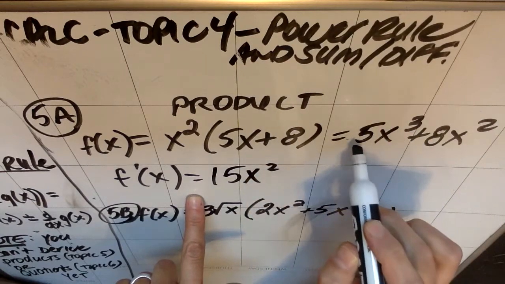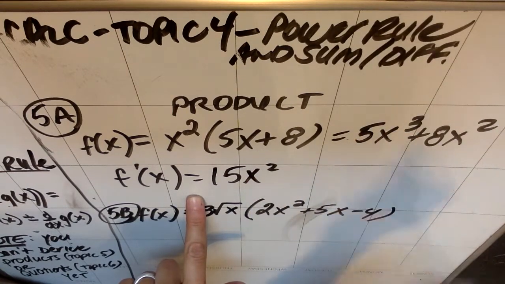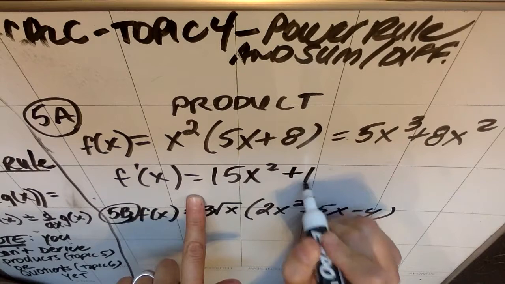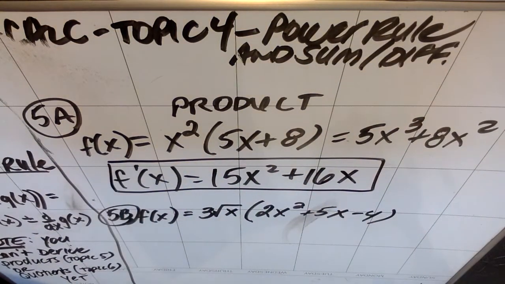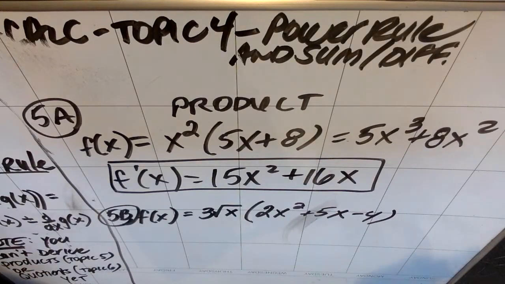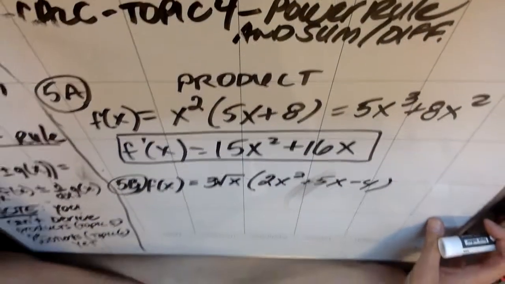Because I dropped the 3 down in front, so 15x, and then drop the power by 1, plus a 16x. And there's my derivative, right? I have differentiated. So now 5b is going to be a little bit harder, mostly because we love fractions.